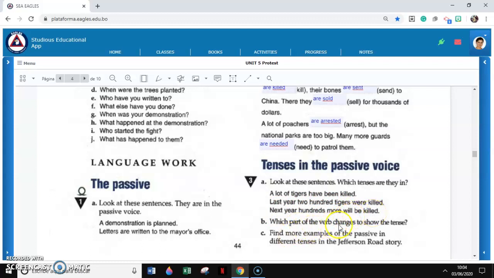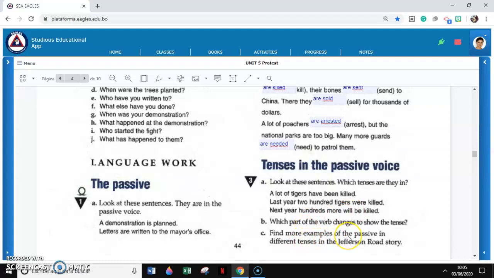Which part of the verb changes to show the tense? The first part of the verb, right? Have been, which is a present perfect tense, as you remember, plus the passive, has been killed. Last year, 200 tigers were killed. Were, past simple tense, right? Next year, 100 more will be killed. Will, future simple tense, plus the passive voice. So we can use different tenses in the passive voice.